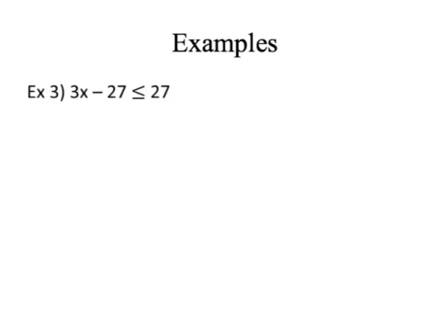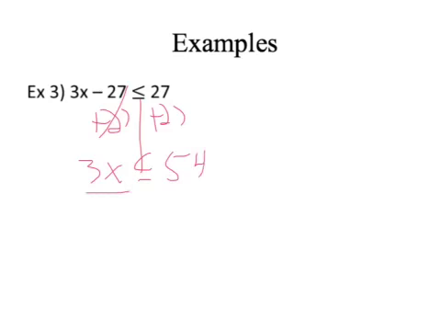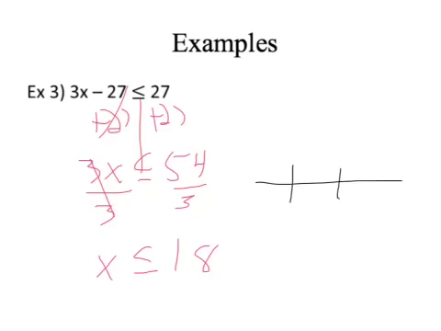Okay, next example. I want to add 27 to both sides. So I have 3x is less than or equal to 54. Divide both sides by 3. The 3 is positive, so my sign stays the same. 54 divided by 3 is equal to 18. I need to make my number line, 18 in the middle.